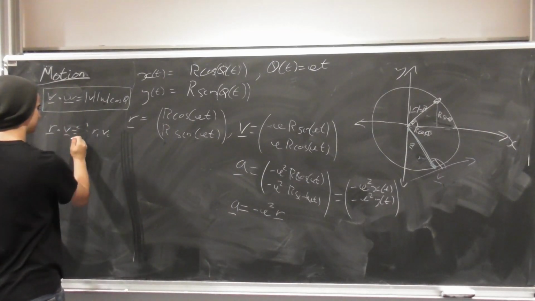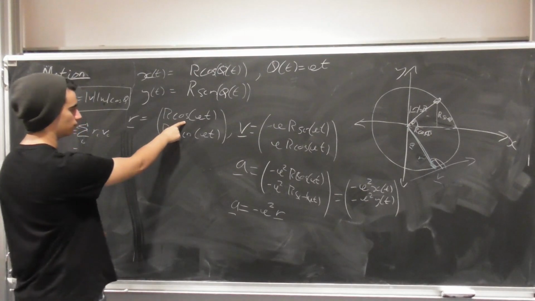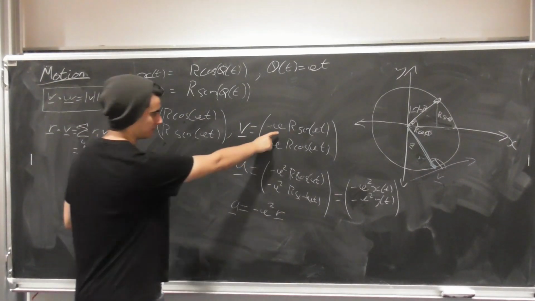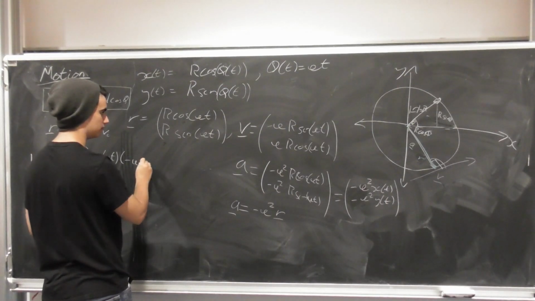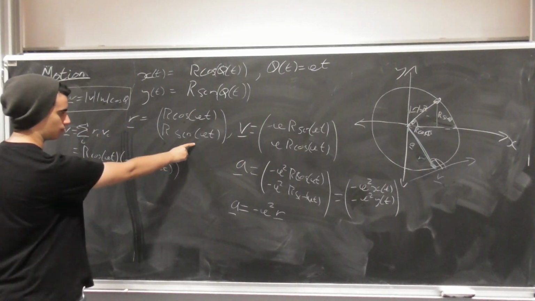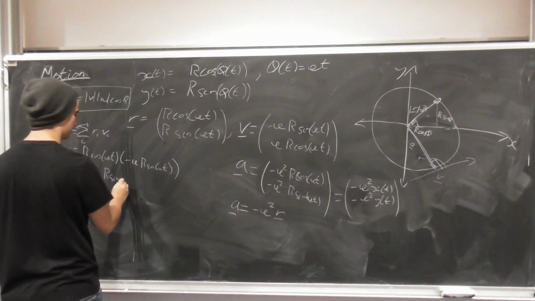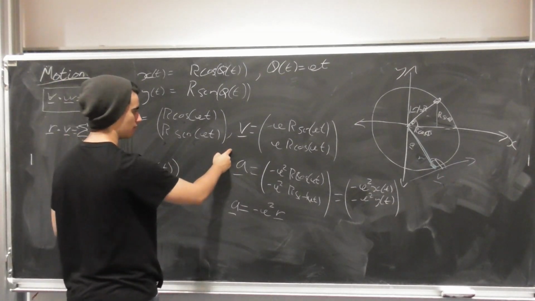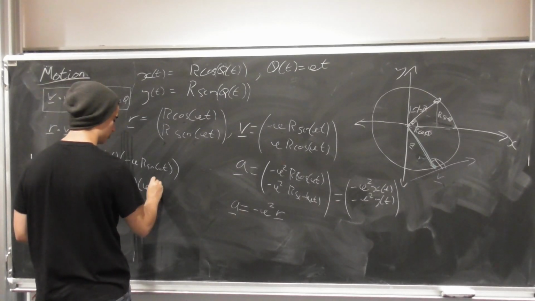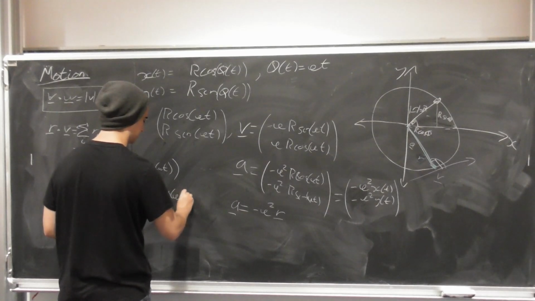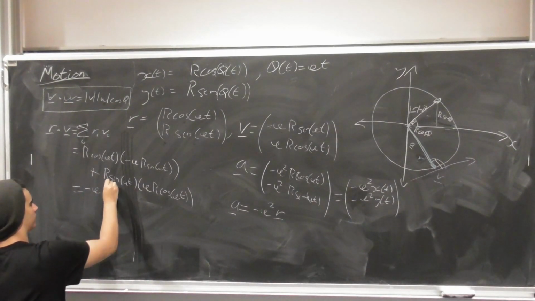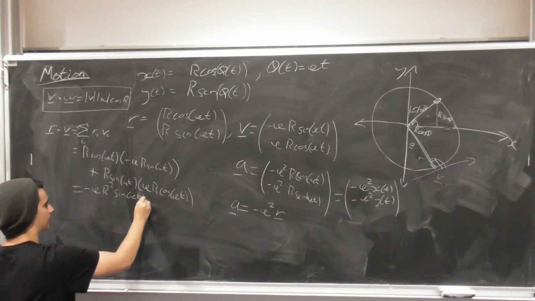So in this case, we have r_1 is r cos omega t, and our v_1 is minus omega r sine omega t. And then we sum this with r_2, which is r sine omega t, multiplied by v_2, which is omega r cos omega t. And so our first line here will go to minus omega r squared sine omega t cos omega t.